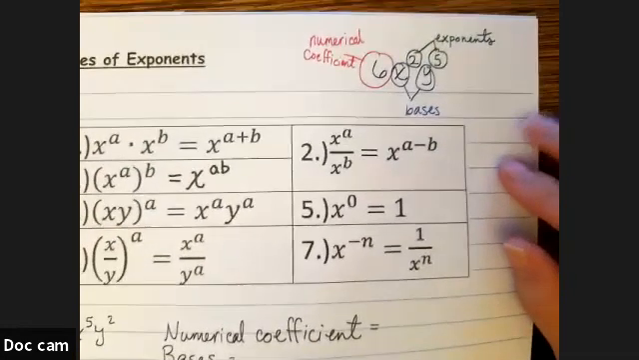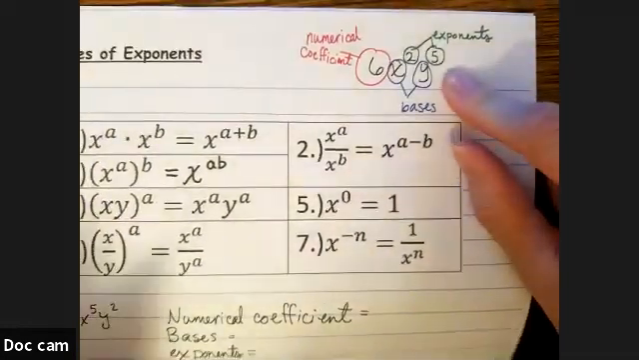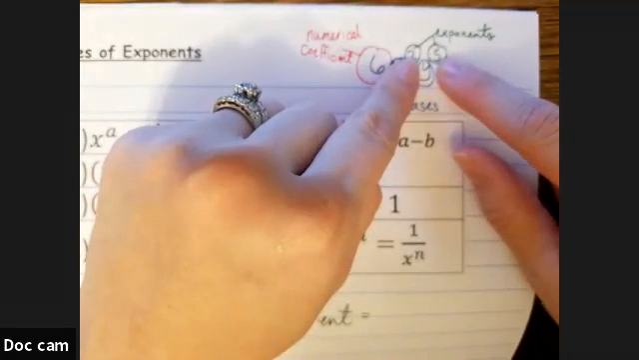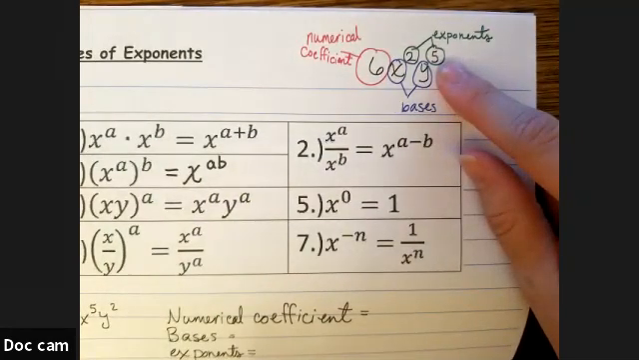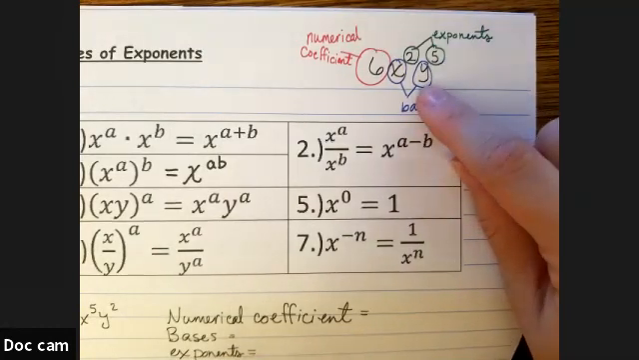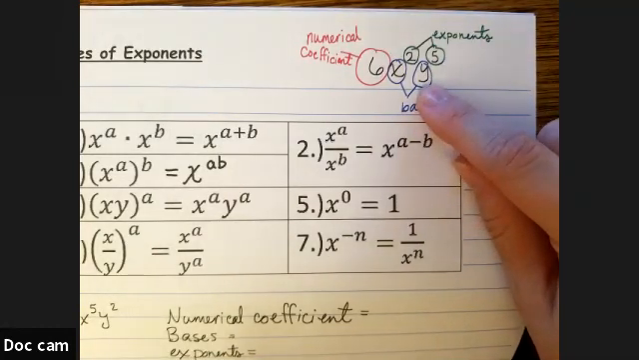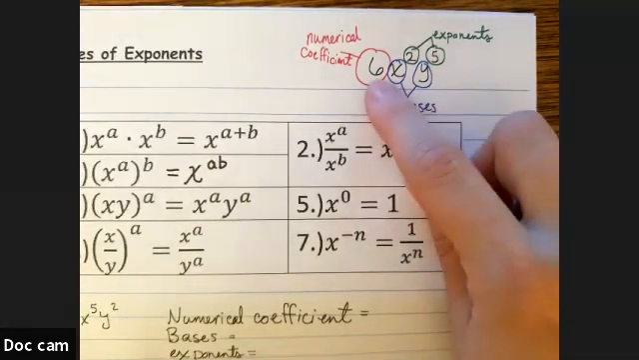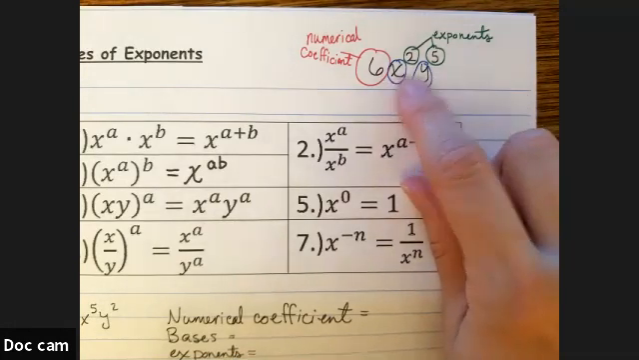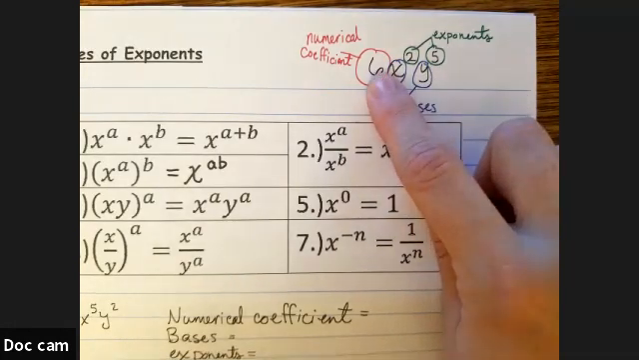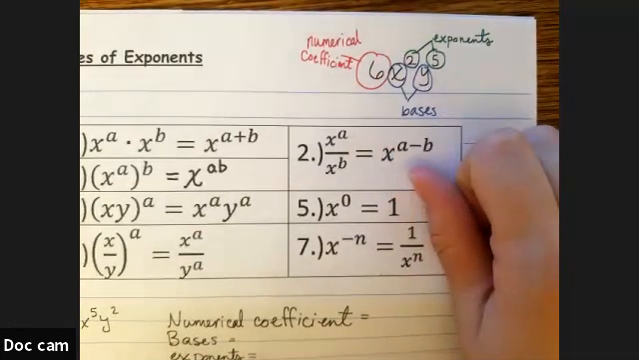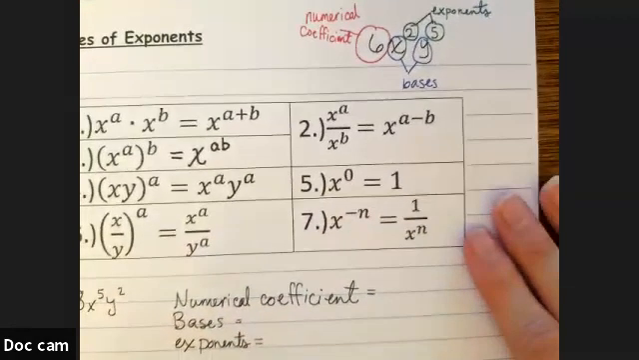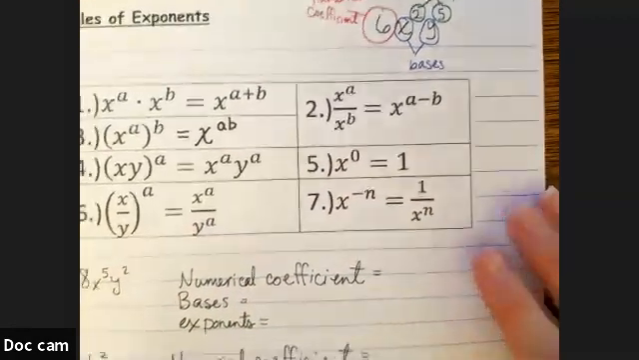So right here, I'm just showing the terminology. The exponents, also known as the powers, are the little superscripts up here. And then whatever the exponent is applied to is the base. You can also have a numerical coefficient in front, like if you have variables here and then a numerical coefficient here. All right, so that's just the terminology for you. And then here are the rules.